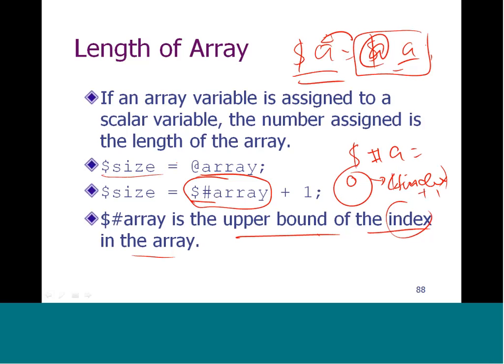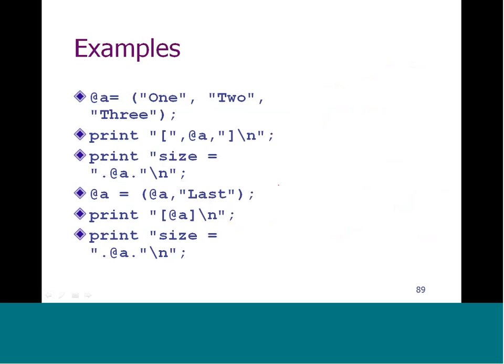That's the reason why, when we assign the whole array to $size, the value of $size is actually $#array plus 1. This 1 is needed to represent the 0th element, and the $#array value is the index of the last element in that array. So some examples here. Here @a is 1, 2 and 3. Now when we print just the whole array, it prints 1 to 3, and then it prints the square brackets also because they are marked as literals here.